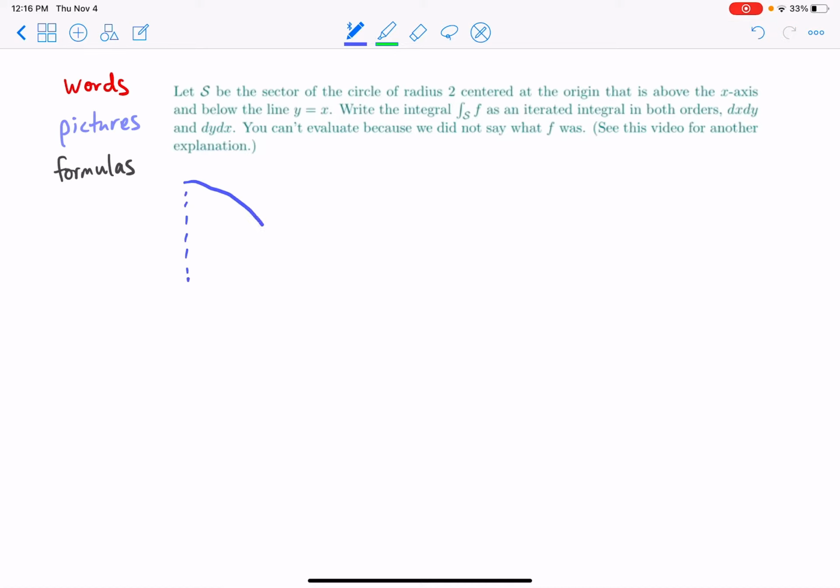So here's a circle of radius 2. Well, then that means that this point is 2 comma 0. And then here's the line y equals x. The circle would continue down, but here's the line y equals x. And that'll hit this circle at the point, normally I would think root 2 over 2, root 2 over 2. But then I have to remember that this circle has radius 2.